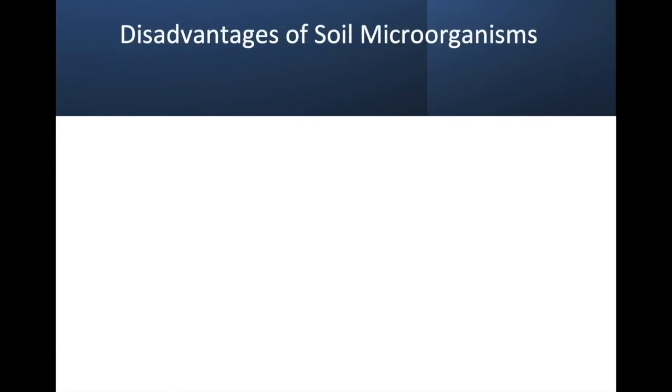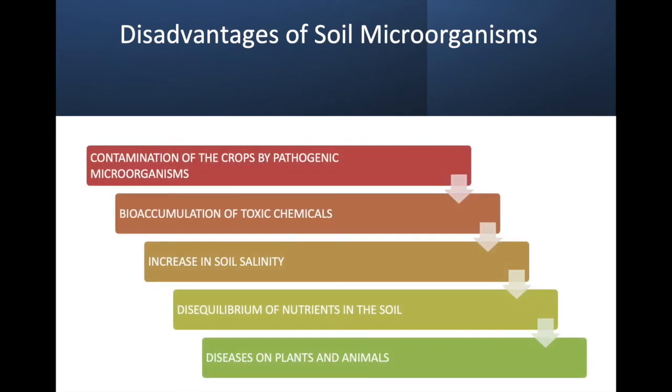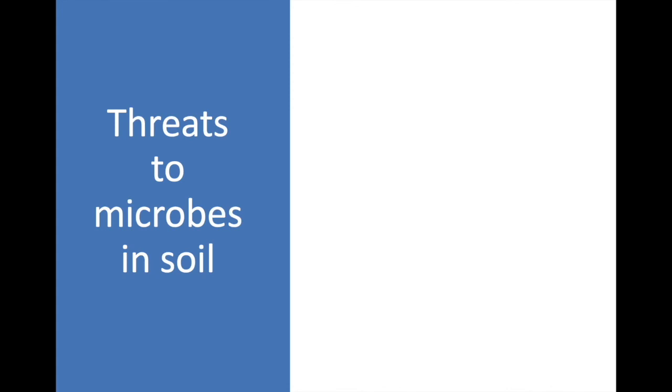Here are the disadvantages of the soil microorganisms. Contamination of the crops by pathogenic microorganisms, bioaccumulation of toxic chemicals, increase in soil salinity, disequilibrium of nutrients in the soil, and diseases on plants and animals. Pathogenic microorganisms present in agricultural soils can have a harmful effect on crop production. Number one is the pathogenicity and disease, which is correct.